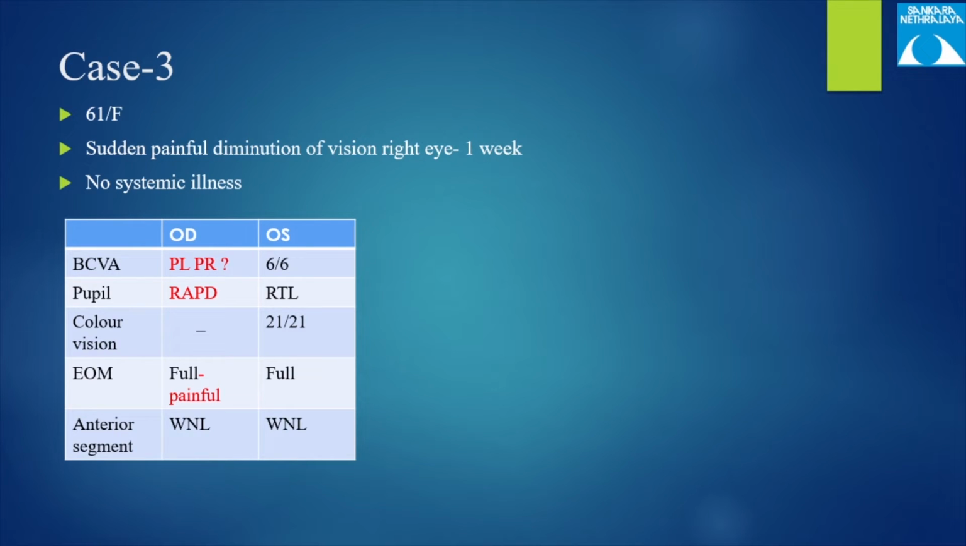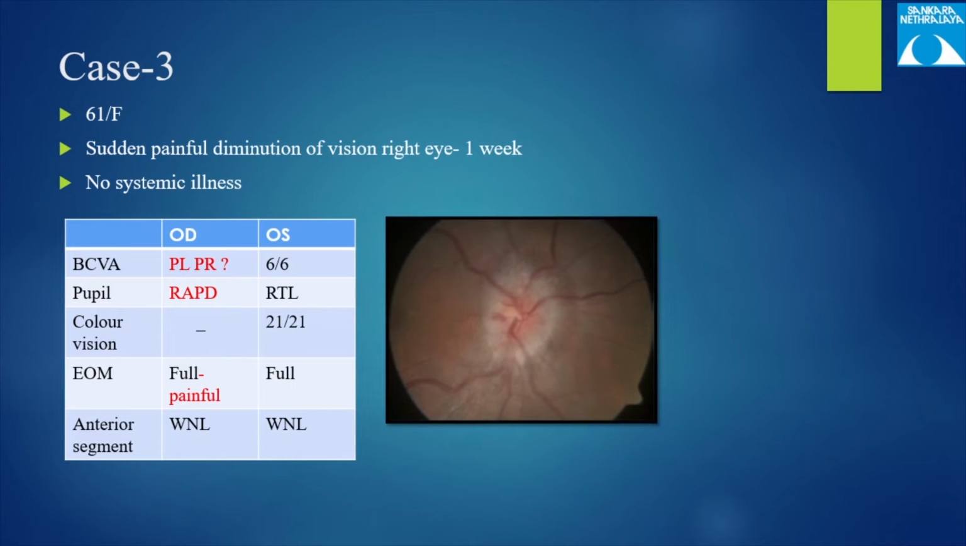You see the left eye findings are normal. Right eye vision is poor. RAPD is present. Her extraocular muscle movements were painful. Okay, this again shows a disc edema. It looks similar to an ischemic optic neuropathy. Some amount of pallor is there, streak hemorrhages.